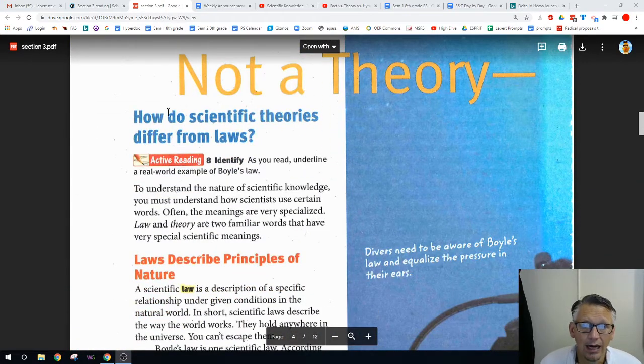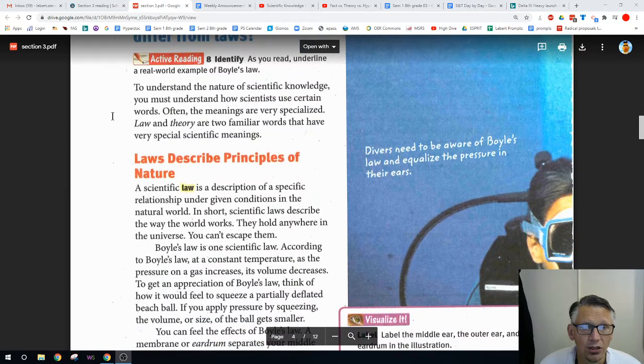How do scientific theories differ from laws? To understand the nature of scientific knowledge, you must understand how scientists use certain words. Often the meanings are very specialized. Law and theory are two familiar words that have very specific meanings.